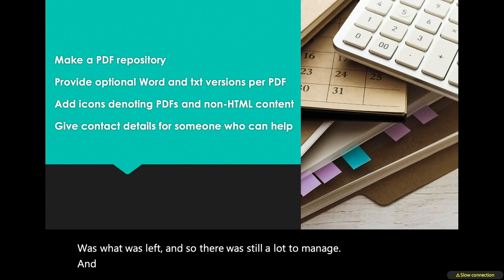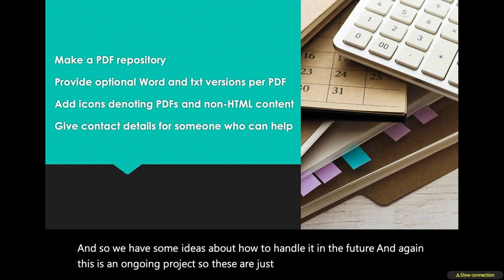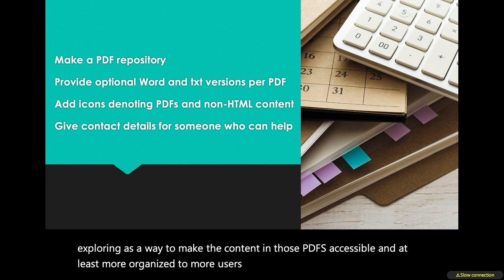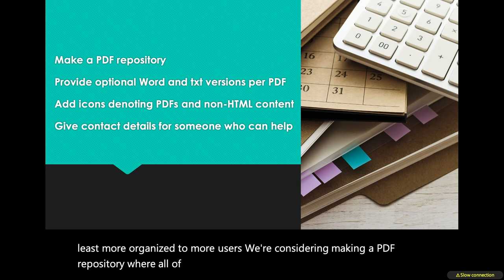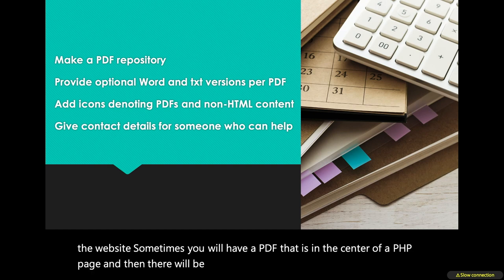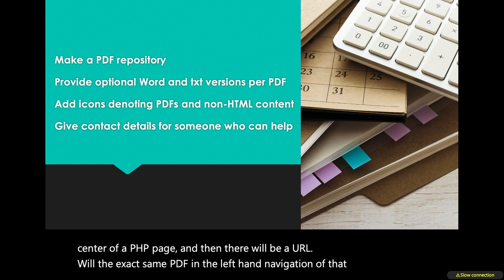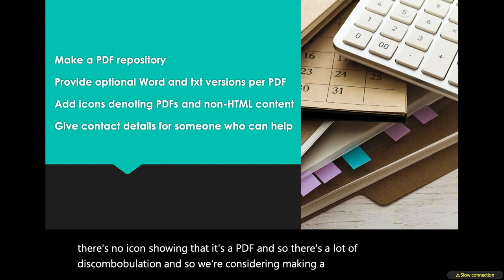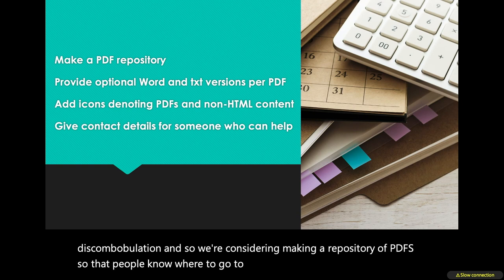And so we have some ideas about how to handle it in the future. And again, this is an ongoing project, so these are just that, ideas. But here's what we're exploring as a way to make the content in those PDFs accessible and at least more organized to more users. We're considering making a PDF repository where all of the PDFs would live. Again, currently they are all over the website. Sometimes you will have a PDF that is in the center of a PHP page, and then there will be a URL to the exact same PDF in the left-hand navigation of that same page, and there's no icons showing that it's a PDF. And so there's a lot of discombobulation, and so we're considering making a repository of PDFs so that people know where to go to find that data and that content.